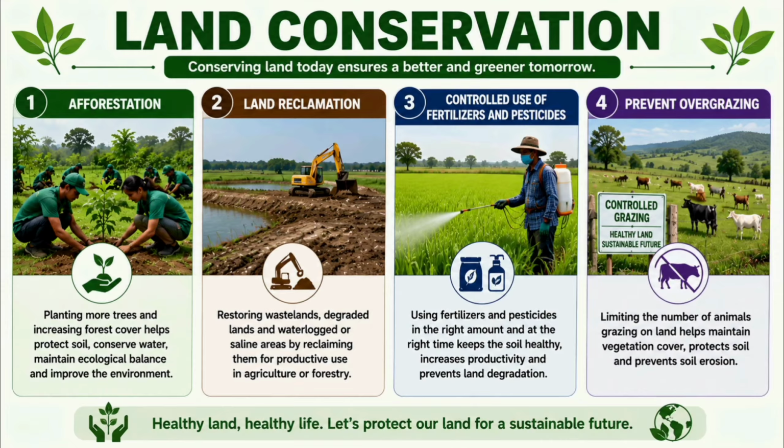Control use of fertilizers and pesticides. Using fertilizers and pesticides in the right amount and at the right time keeps the soil healthy, increases productivity and prevents land degradation. Prevent overgrazing. Limiting the number of animals grazing on land helps maintain vegetation cover, protects soil and prevents soil erosion.